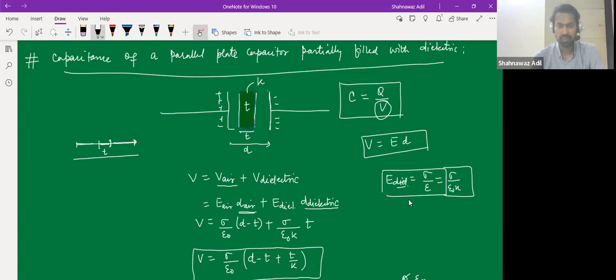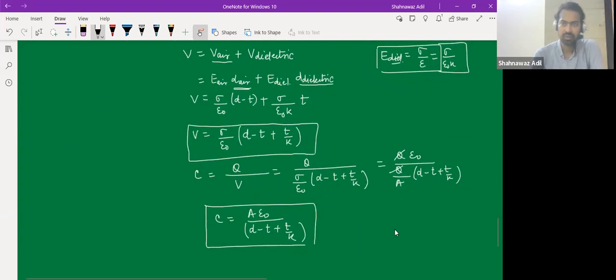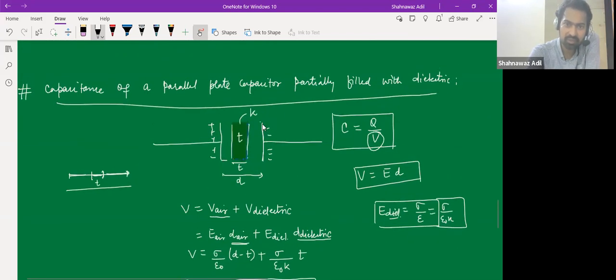Sir, can you explain the diagram? Oh, the diagram. Okay. Yes, sir. So we have these two plates, right? So what do we have? Let's say I don't have this one part.